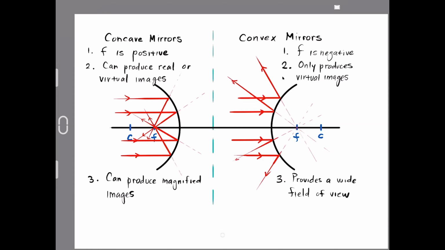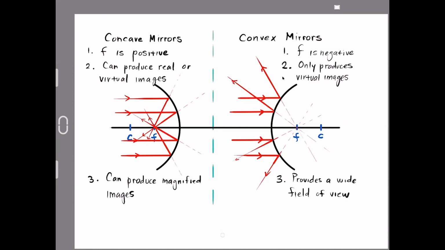It will only produce virtual images. Also, since those light rays are diverging like that, it can give you a nice wide field of view. So the convex mirror is useful for when you want to look around corners and around things that are kind of hard to see on your own.